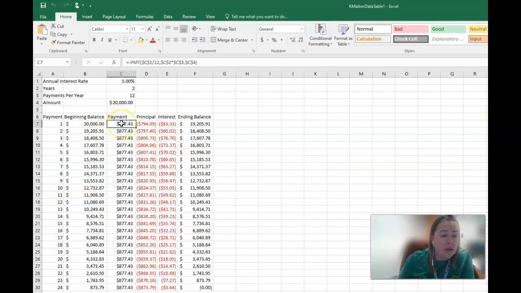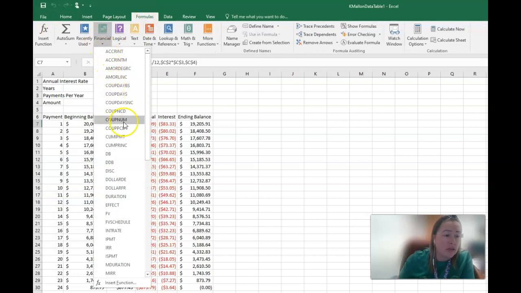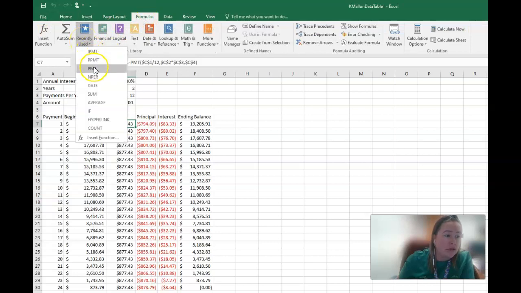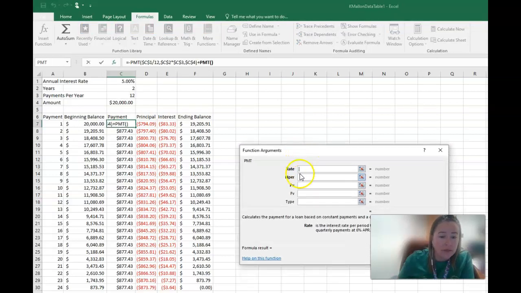I figured out payment by going to formulas, financial, and then, well, I'll go to my recently used, but payment. I'm not going to do it because I don't want to screw this up, but I clicked payment and I typed in the information. Once you hit payment under the financial option, a box does populate here. So I've kind of filled in the information.